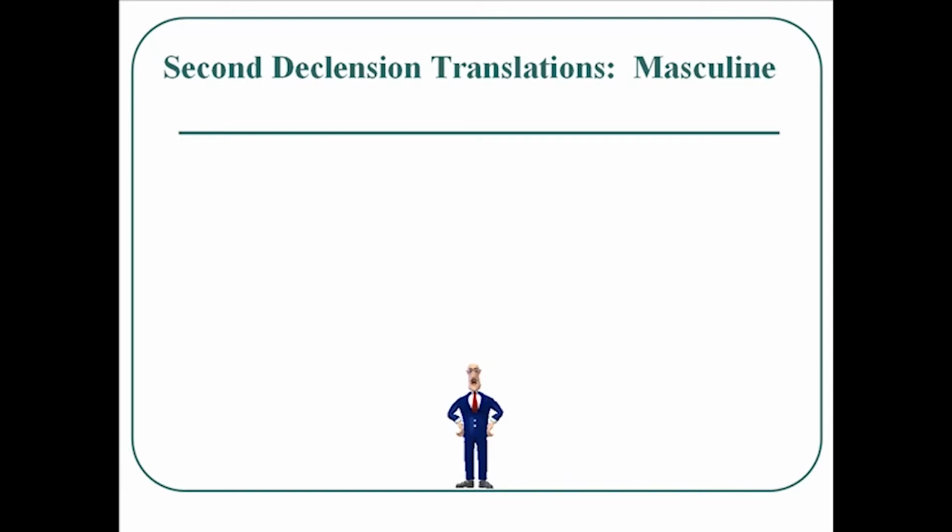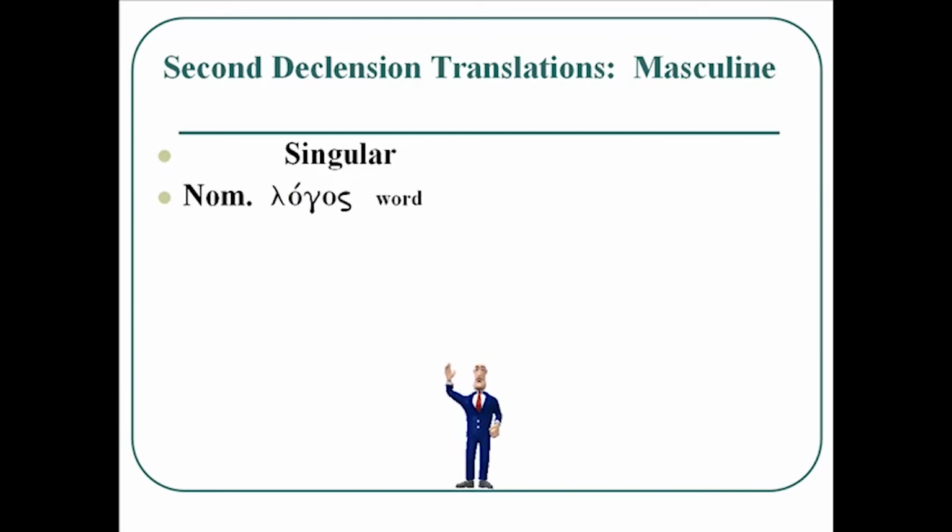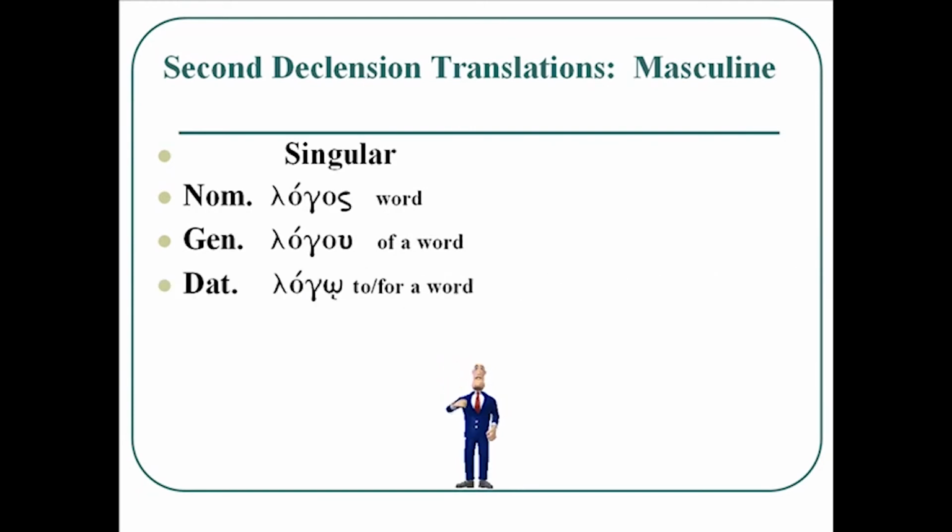Alright, now we're ready for the second declension noun forms, the masculine. From the singular column, first, our nominative, or the subject of the sentence, is logos. It's our root form, means word. The genitive form is logou, and it means of a word. The dative form is logō, and it means to, by, for, at a word.